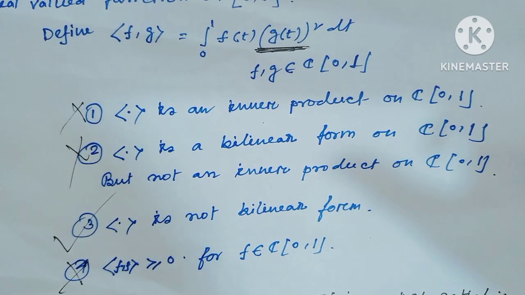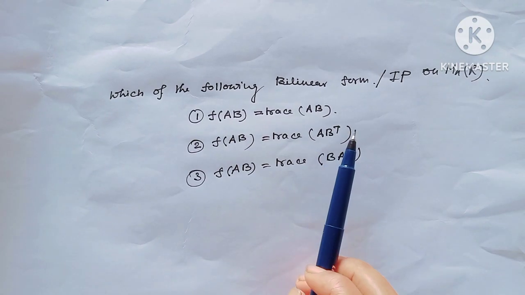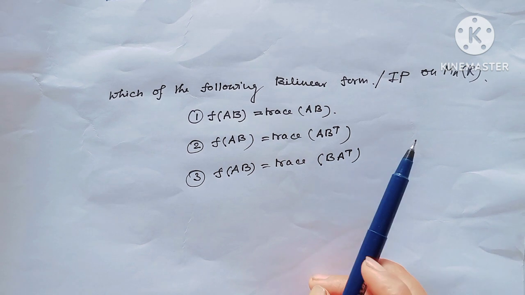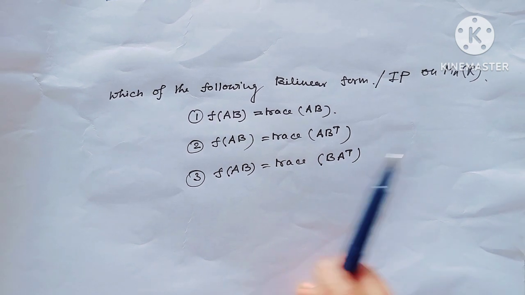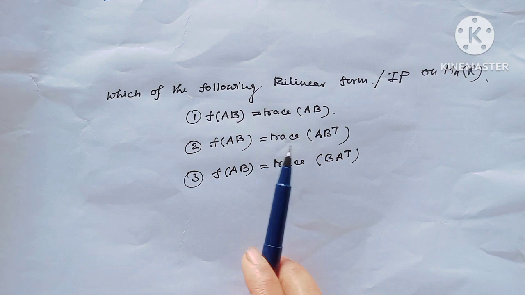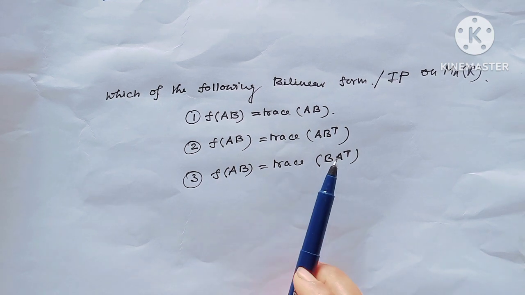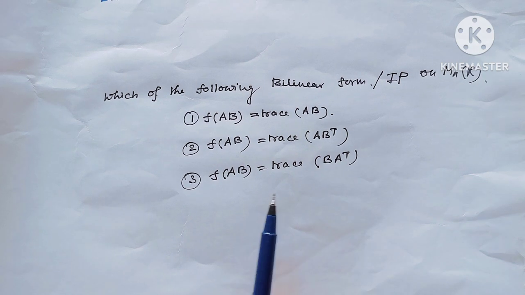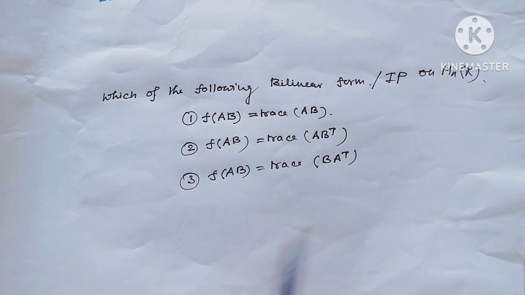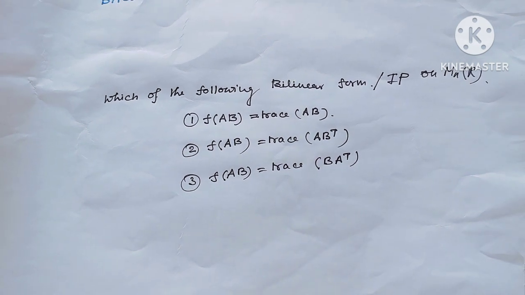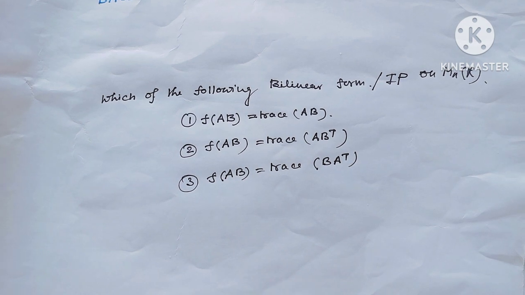Okay, well. Next question: which of the following is a bilinear form or inner product on M n R? Option 1: f of (A, B) equals trace of AB. Option 2: f of (A, B) equals trace of A B transpose. Option 3: f of (A, B) equals trace of B A transpose. Which of the following is an inner product?